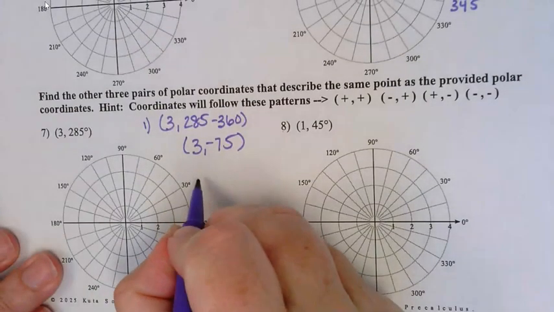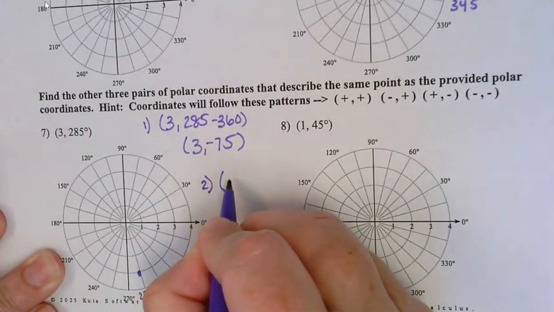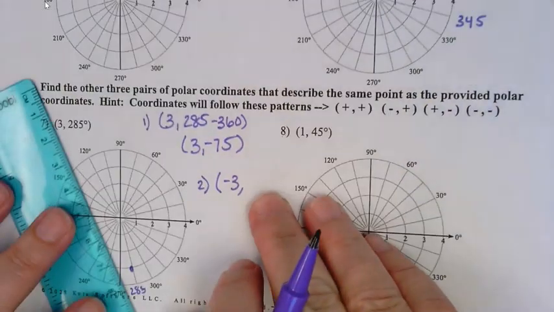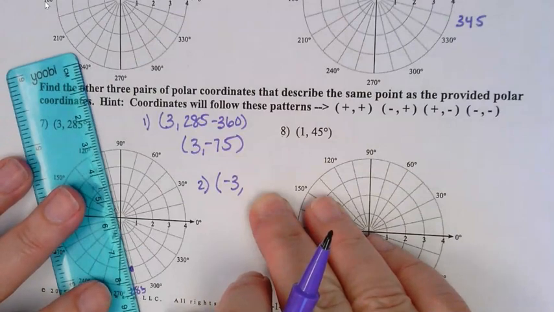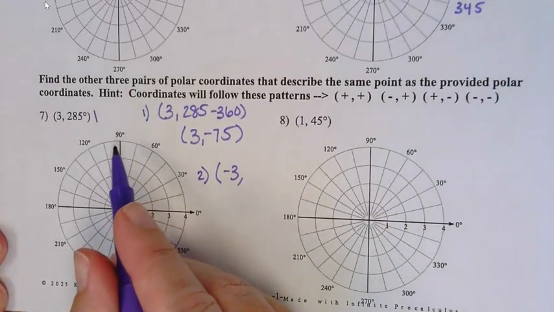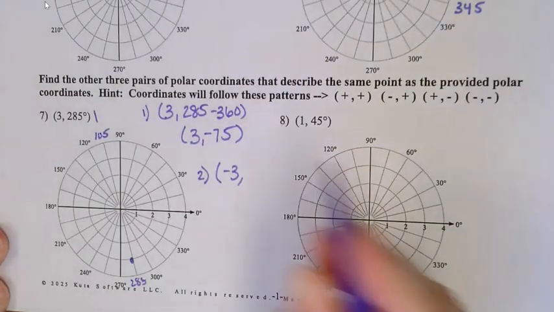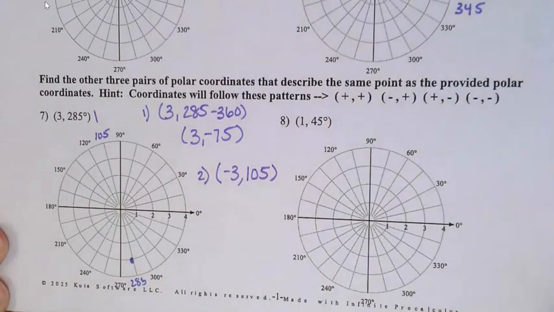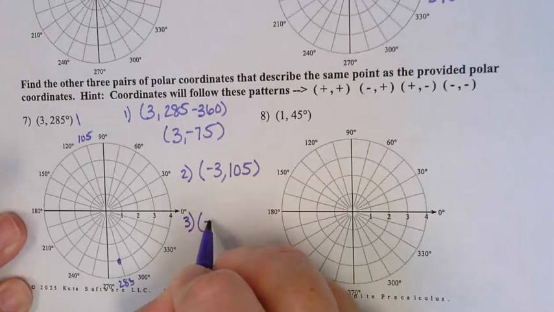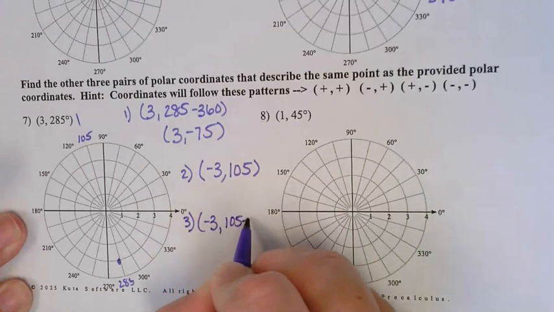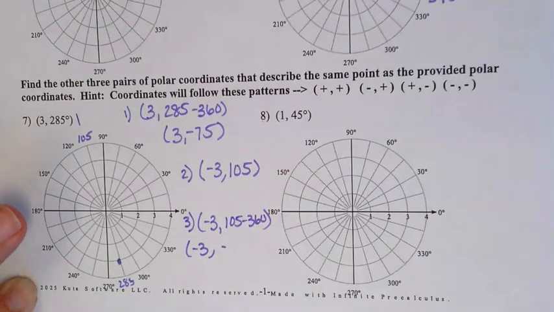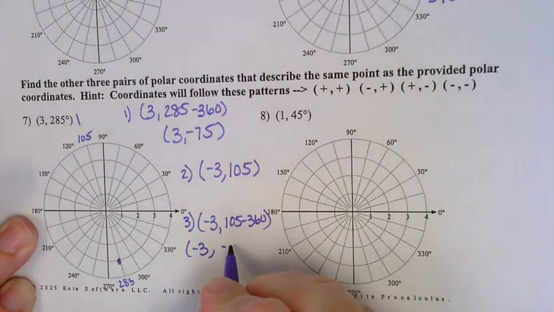Now, the second one we're going to find. We're going to go ahead and put a negative 3 there, because that tells us we got to go across. So across is going to put me over here. So add 15, so that should be 105. So 3 and 105. Okay. And then once you get that, you're going to have negative 3, 105 minus 360. So you'll have negative 3 and negative 255.